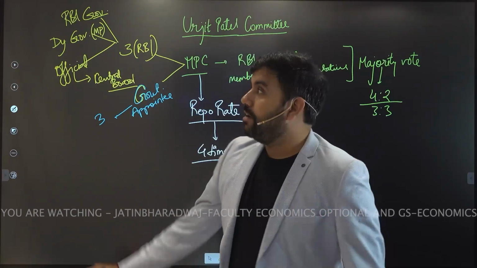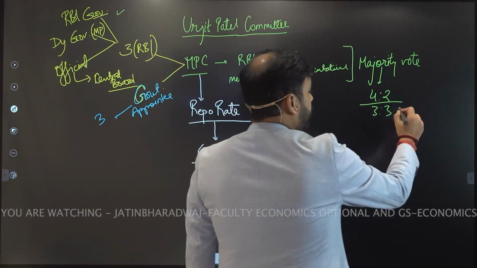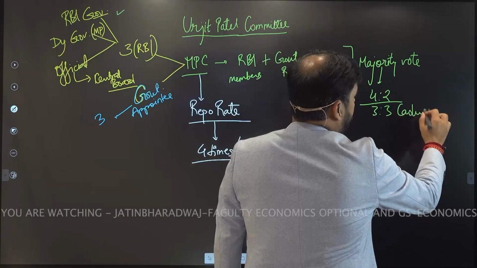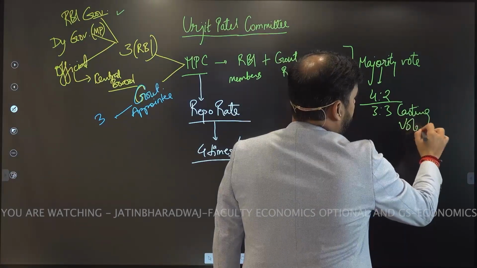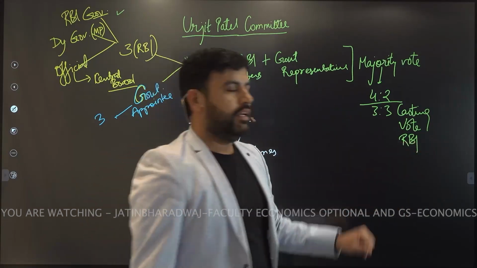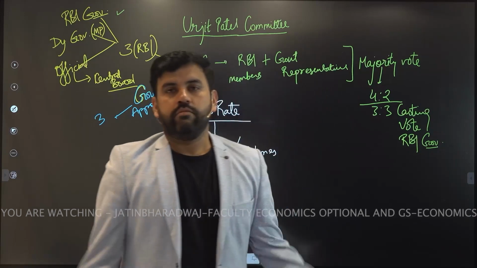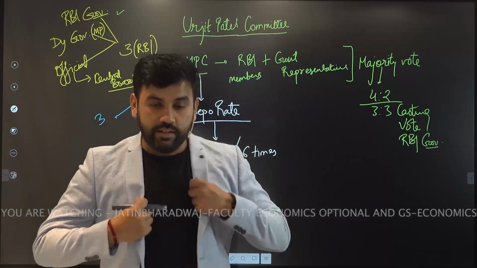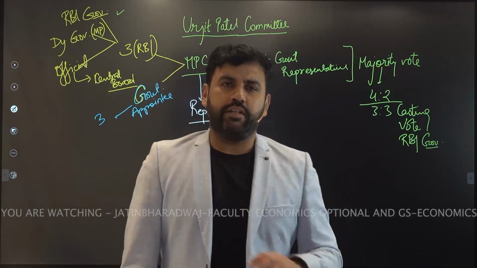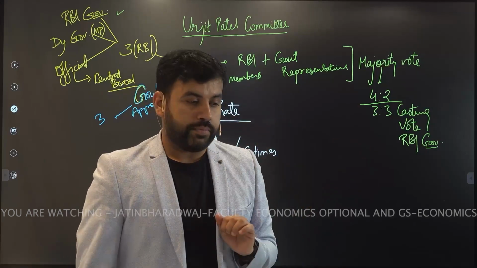Then the RBI governor will have the casting vote. He will vote again. So the casting vote is given to the RBI governor. That's how it is. There could be many cases when there is a tie, so the RBI governor is going to decide whether to increase or decrease the repo rate.